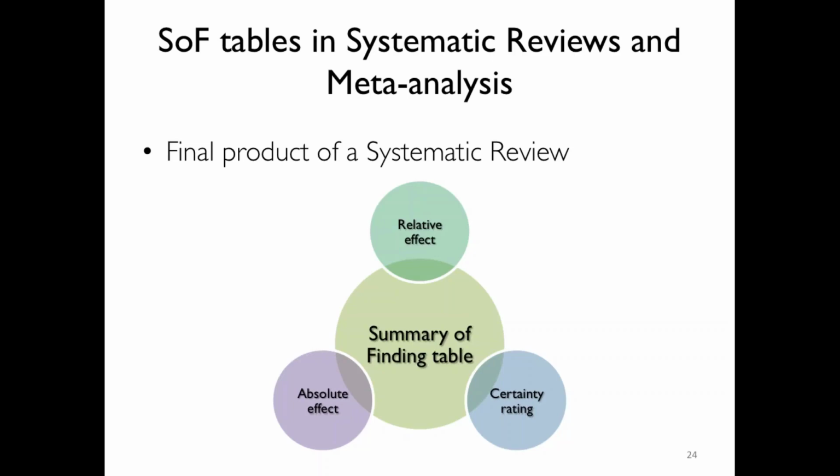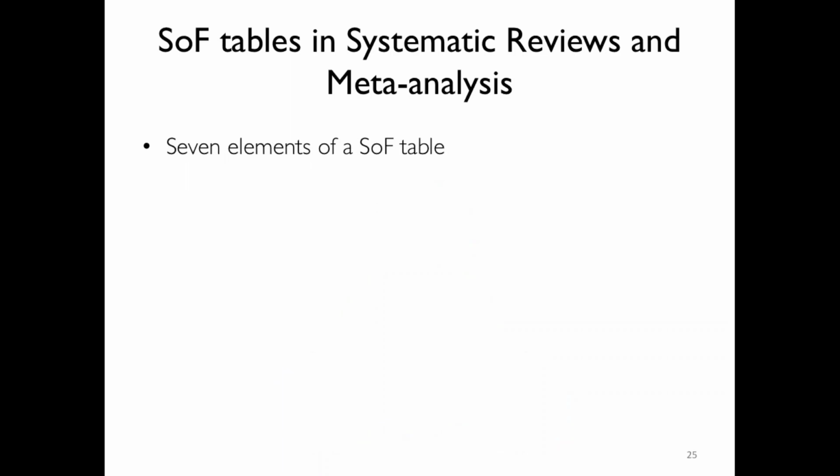We consider them the final product of a systematic review, and there's actually randomized controlled trial evidence that shows us that summary of findings tables help with the accessibility, speed, and understanding of the information from a systematic review. They are largely composed of three broader categories of information: the relative estimate of an effect when we talk about interventions, the absolute estimate of the effect, and the certainty that we can have using a GRADE rating of the certainty. Altogether, there are 7 elements of a summary of findings table.